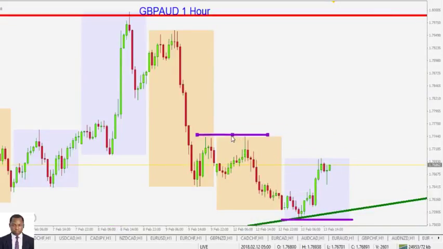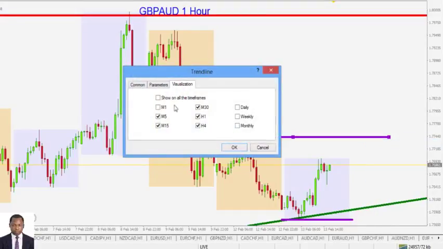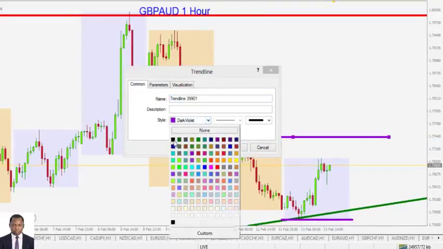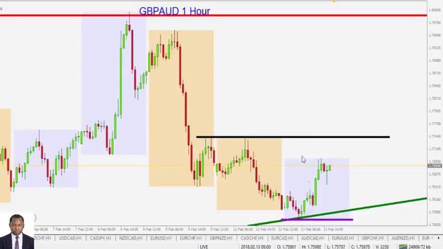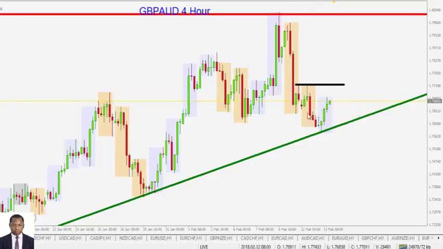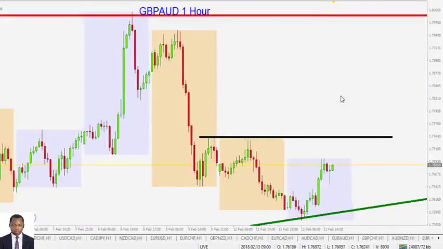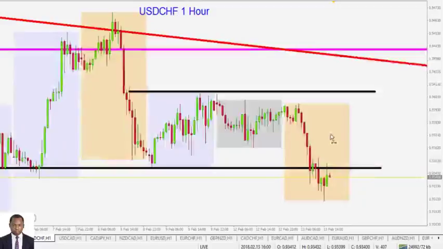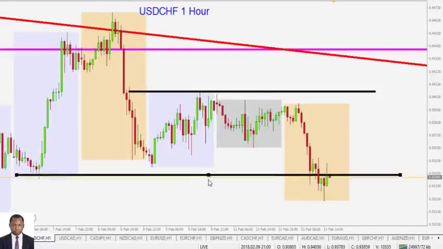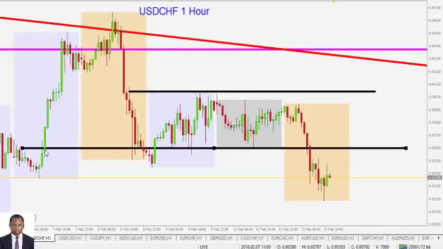Let's try to mark our intraday levels of support and resistance. That's a key level of resistance. Let's keep that one. Delete this one because the 4 hours level of support is already taking care of that. Nothing else to trade. American dollar against the Swiss franc. Let's keep this one.